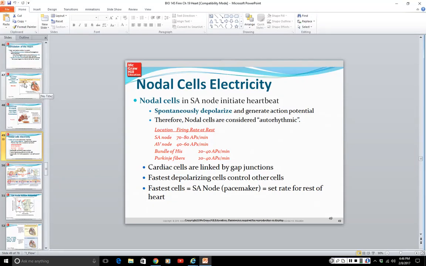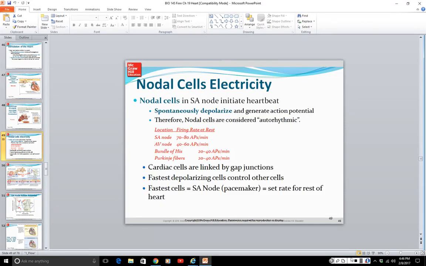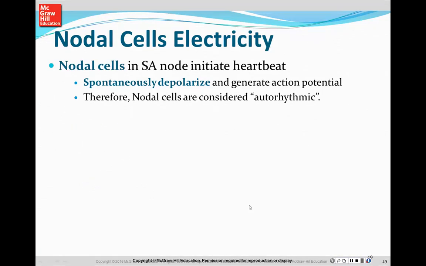The SA node has to start the process. It's the master pacemaker. And we'll see what happens if it weren't to work properly in a second. So let's go back here. All right. Now, these cells in the SA node, we say they spontaneously depolarize, or they're autorhythmic. They don't really need an outside influence to be able to initiate a heartbeat.